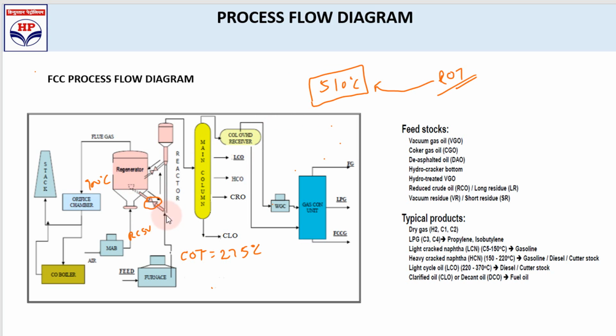So this catalyst will come, but the catalyst will not automatically go to the top, right? So for that purpose we give one lift steam, for the lifting purpose. So lift steam basically takes the catalyst up the reactor riser, where 97% of the reaction will happen. 97% of the reaction occurs in the reactor riser.